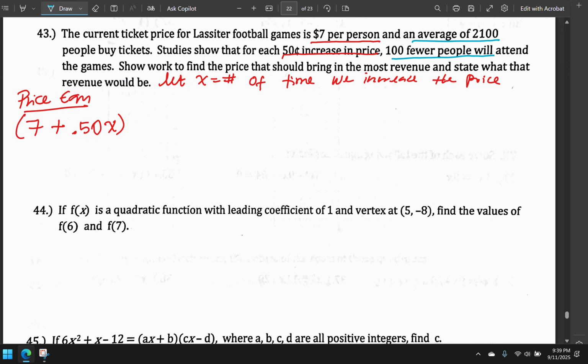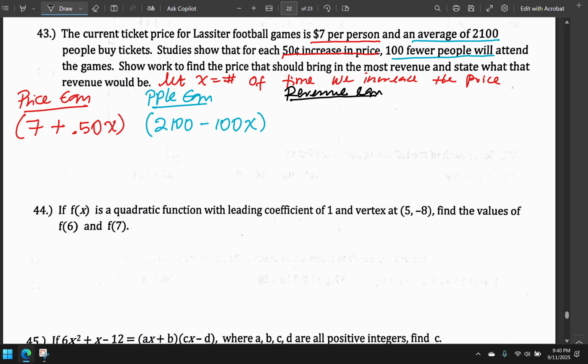Now let's move on to the number of people. Let's call this the people equation. For the people equation, we're starting out at 2,100 people, but every time we increase the price, we lose 100. There are 100 fewer people, so subtract 100 people each time we increase the price. There goes the x again showing up. That's our people equation. And to tie these two things together, we need to figure out how much money we're going to make, right? So we need another equation. Let's call this the revenue equation, because it tells us how much money we're making.